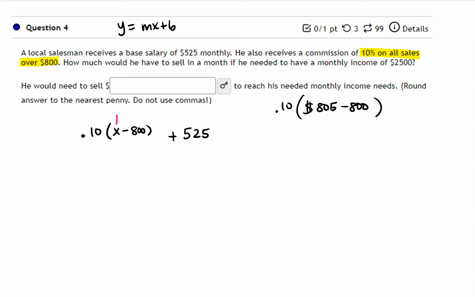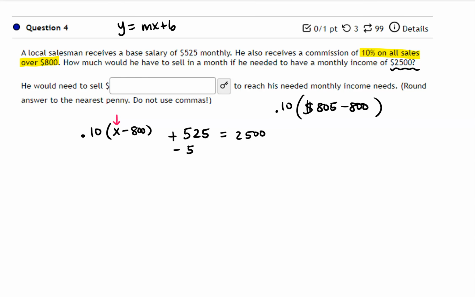So in this case, X represents the amount that the salesperson is selling. How much do we have to sell so that we meet $2,500 for that month?